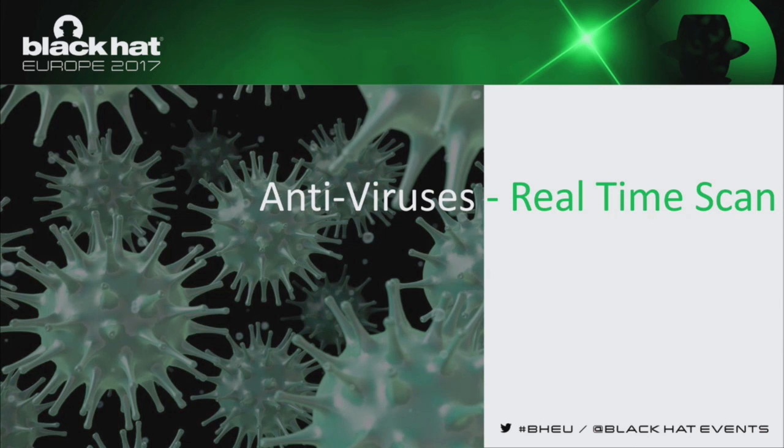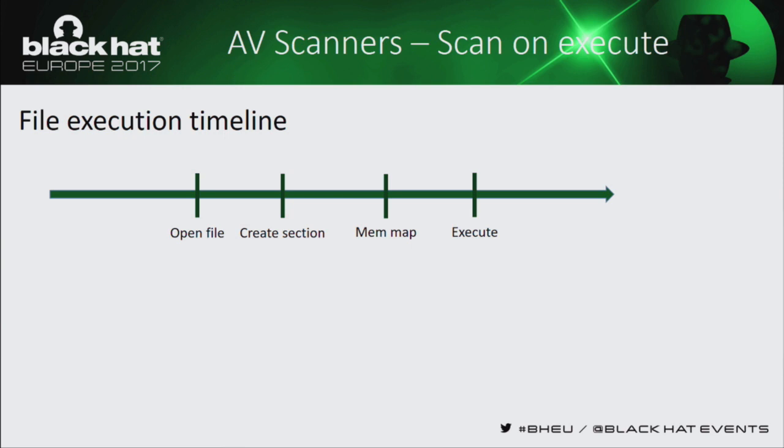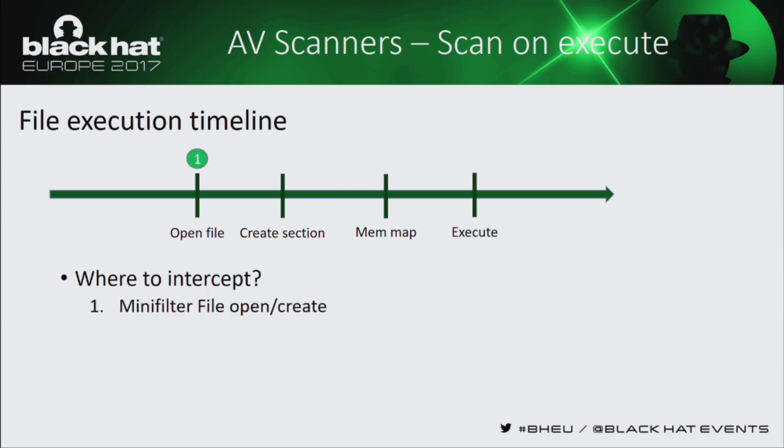So we'll talk a little bit about how the scanners scan the files before they're being executed. Let's consider the generic file execution process. In the beginning the file is opened, and then the section is created out of the file, and the memory is mapped into the memory space of the newly created process, and then the execution starts. So various interceptions can happen. We'll cover some places.